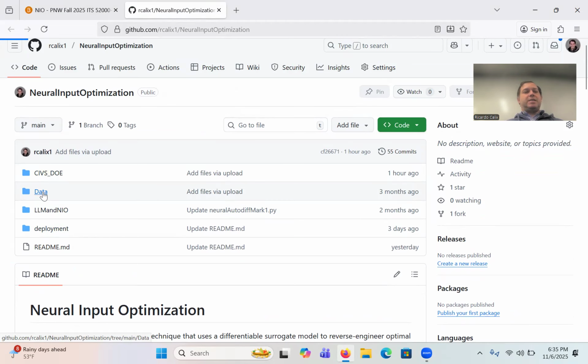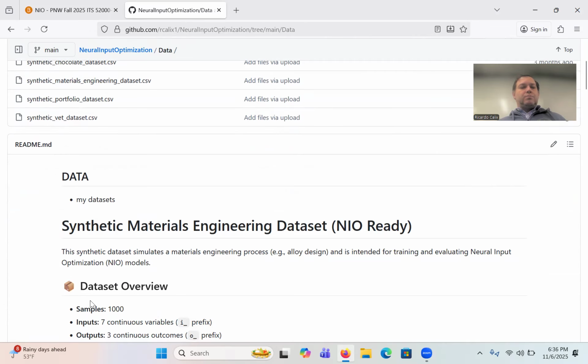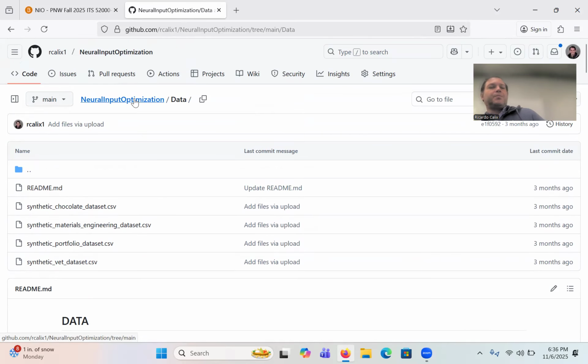I got some data sets here: chocolate data set, materials engineering data set, portfolio, vet data set. These are synthetic data sets that I've been putting together that would relate to neural input optimization. You can look at these as reference just to get an idea, but you should really use real data. I generated some data with ChatGPT, so I have some information there.